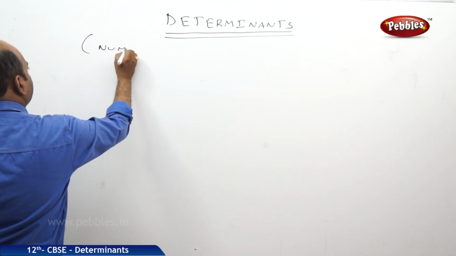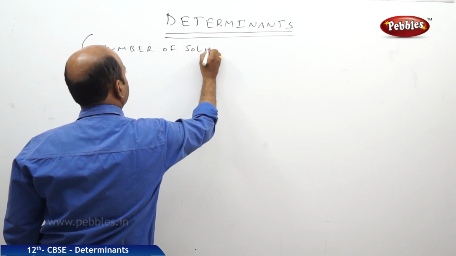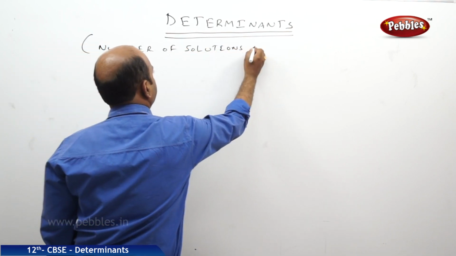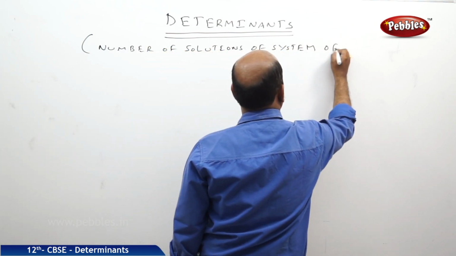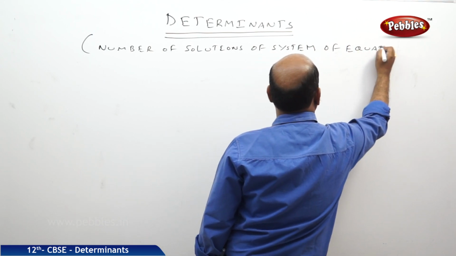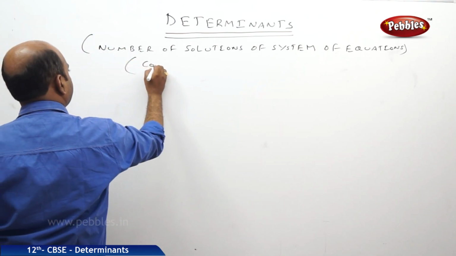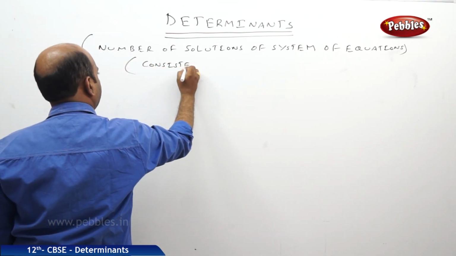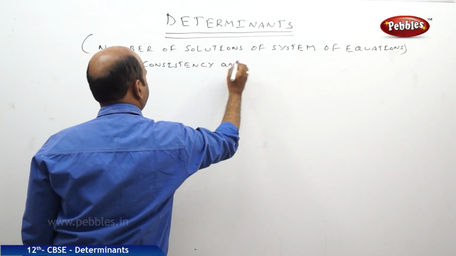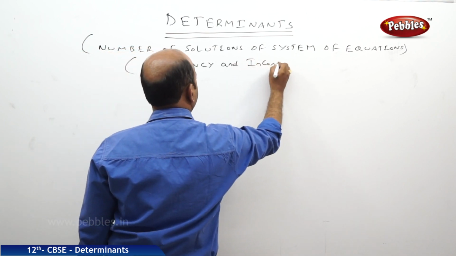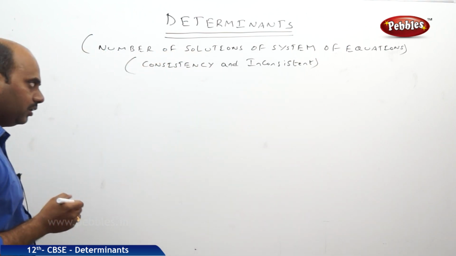the heading: number of solutions of system of equations. Indirectly, this topic we can call consistency and inconsistency. That means we need to tell whether our system of equations is consistent or inconsistent.